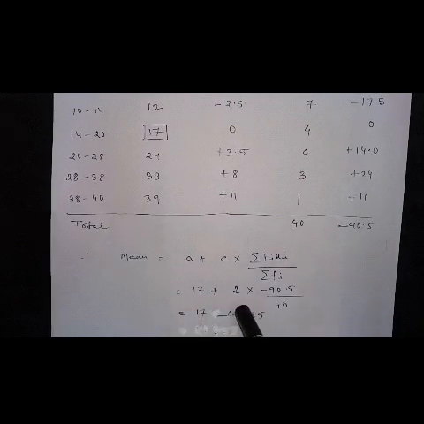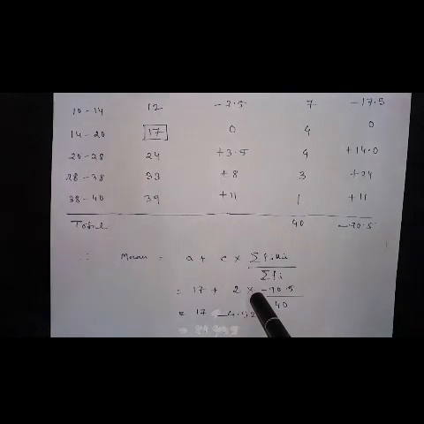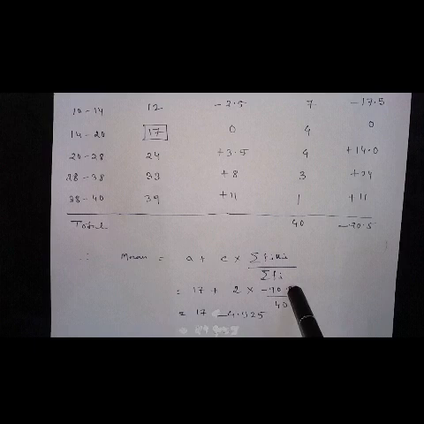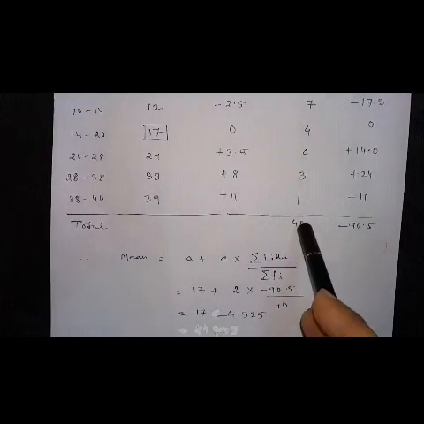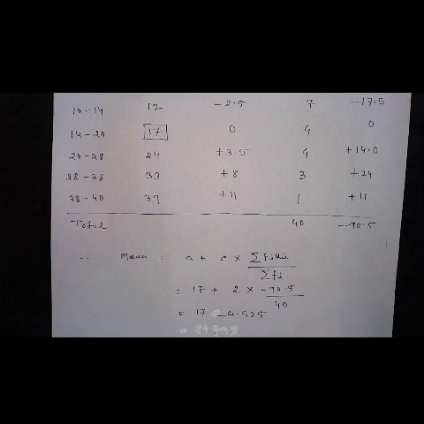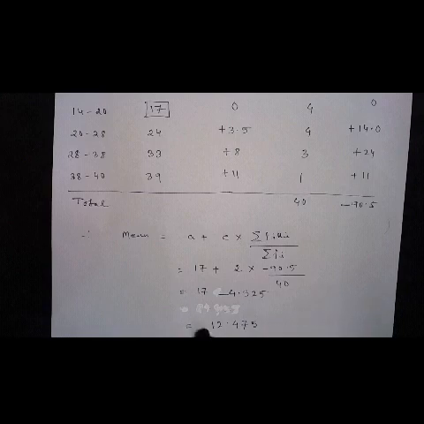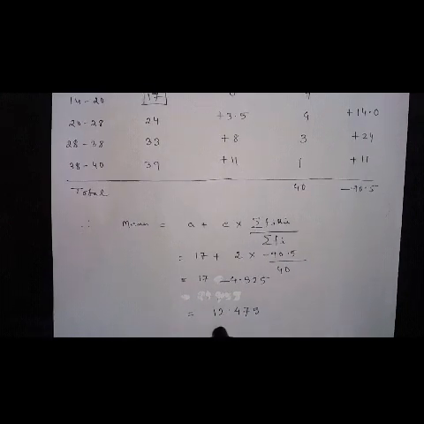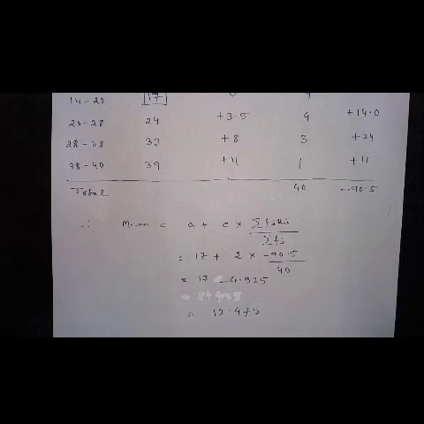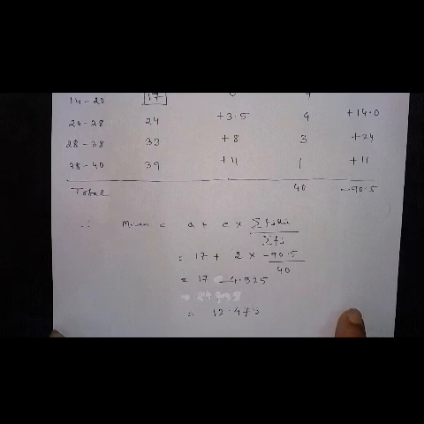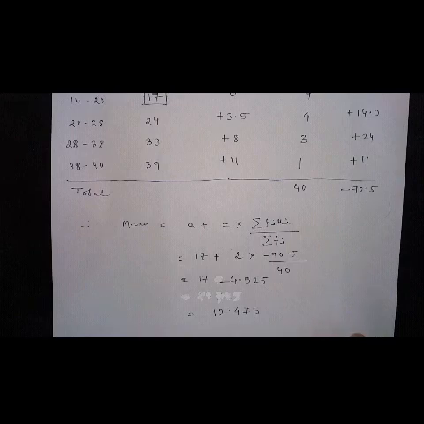So a is 17, c we have taken as 2, so that is why 2, multiplied by this sum, minus 90.5, divided by summation fi, that is 40. Now if you calculate, this is coming 17 minus 4.525. Now if you subtract, this is coming 12.475. So in this way we can find the mean of the frequency distribution if the class widths are not equal.